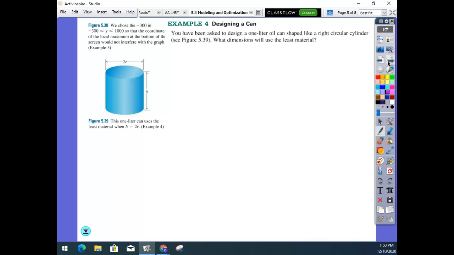Okay, so you have been asked to design a 1-liter oil can shaped like a right circular cylinder. What dimensions will use the least material? Okay, so the first thing we have to know is quantity, 1 liter. This is quantity, this is volume. I've never seen that actually on the AP test where you have to know that. They will actually give you that information, but 1 liter is actually 1,000 cubic centimeters.